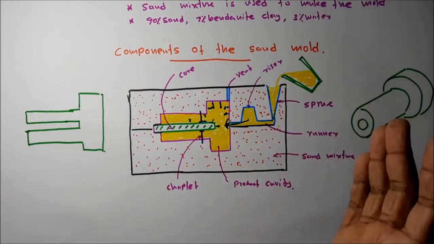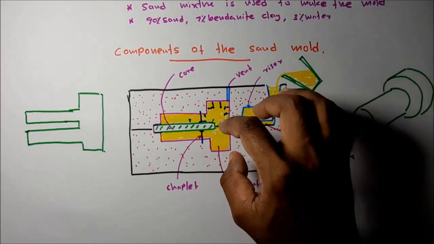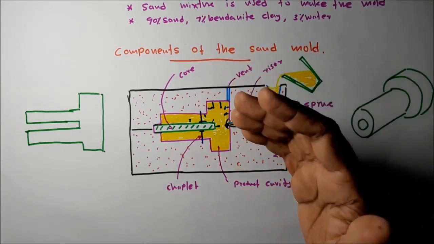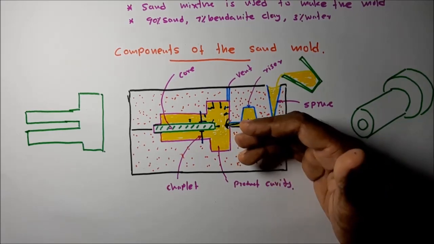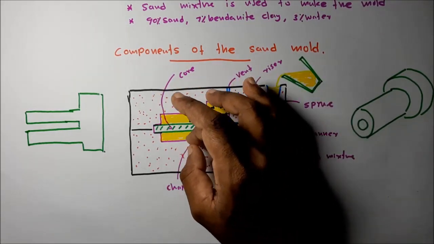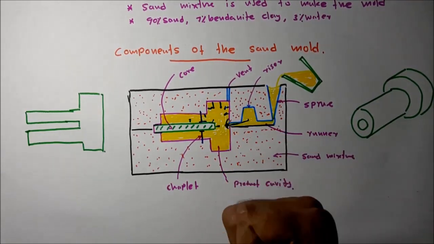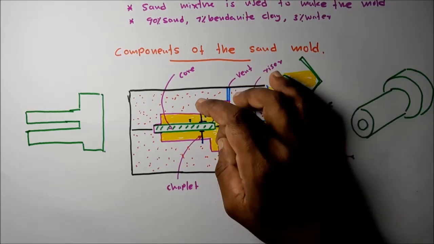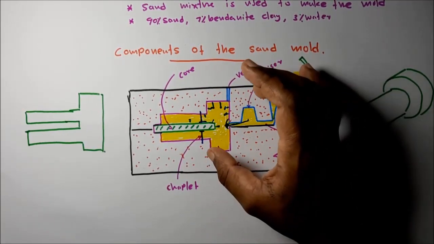In this situation, try to identify the components of the sand mold. These are the components of the sand mold. Then this cavity area, the total cavity area, the product cavity area and also the runner, is produced by using the pattern. We need the pattern to produce this cavity area. We place this pattern, then we compact the sand around this pattern, creating this cavity. That is how we create the cavity, by compacting the sand mixture around the pattern.